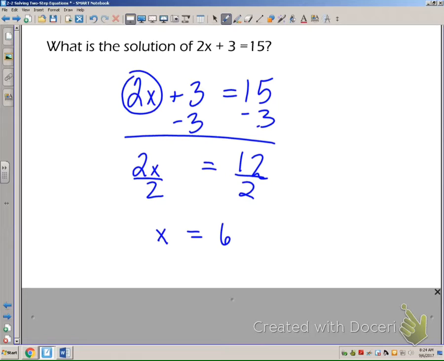Once again, plug it in and check. 2 times 6 we know is 12. 12 plus 3 is 15.